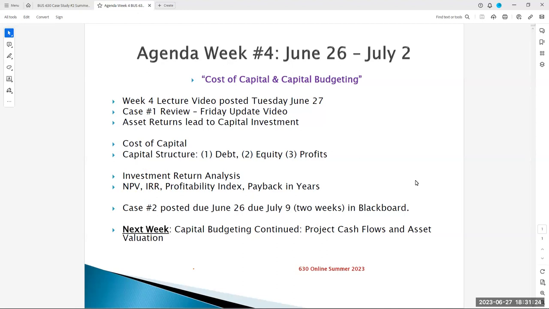We'll be spending on perhaps one of the most important parts of corporate finance: how to measure whether an investment is doable. The borrowing of money, the issuance of stock, the using of company profits, the three sources of capital in a company that put together the capital structure of a business that fund assets. And are those assets going to pay enough cash flow and profit to pay back the use of that capital and create further growth for the company?